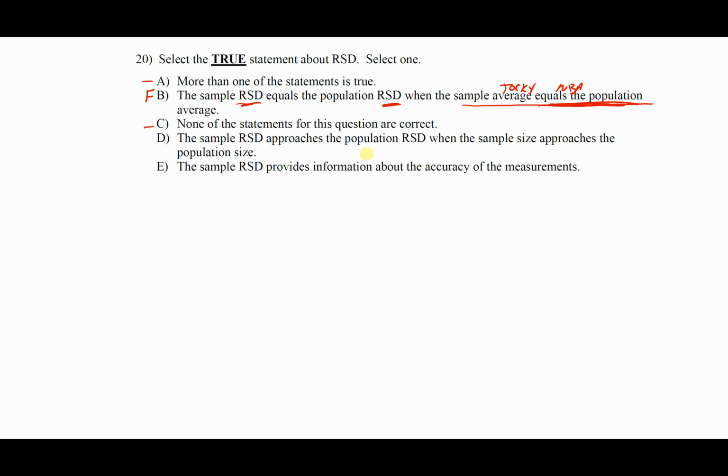The sample RSD approaches the population RSD when the sample size approaches the population size. Ooh. This has text we're interested in, right? Sample size, n, approaches the population size, capital N. So we know 2 things. When n approaches capital N, we only know 2 things. S approaches sigma, and x bar approaches mu. We don't talk about RSD, but let's think about this.